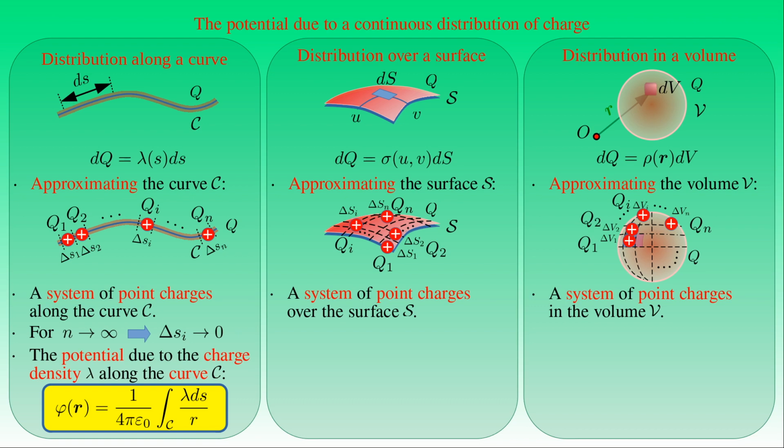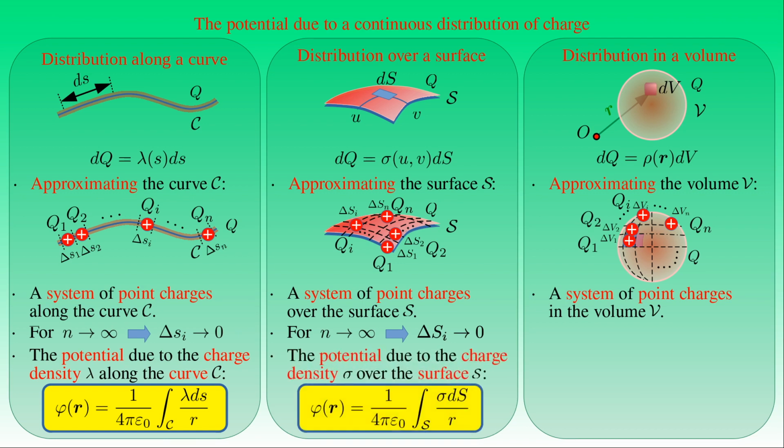Similarly, the area of each surface element delta Si tends to 0 if the number n of the surface elements goes to infinity, and the point charges Qi become the infinitesimal charge dq given by sigma times the infinitesimal surface element dS. Therefore the sum of the potentials becomes a surface integral. As a result, the electric potential phi at the position r due to the continuous distribution of electric charge given by the surface charge density sigma over the surface calligraphic S is equal to 1 over 4 pi epsilon naught, times the surface integral of the surface charge density sigma divided by the length of the position vector r over the surface calligraphic S.